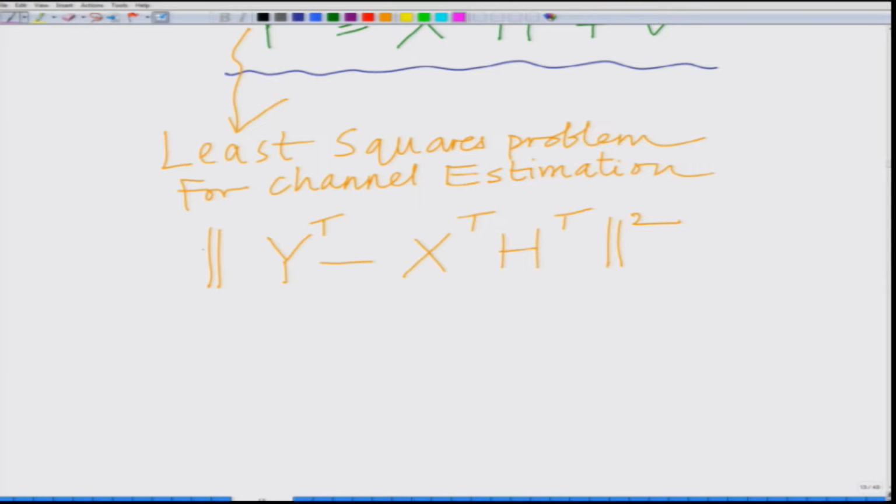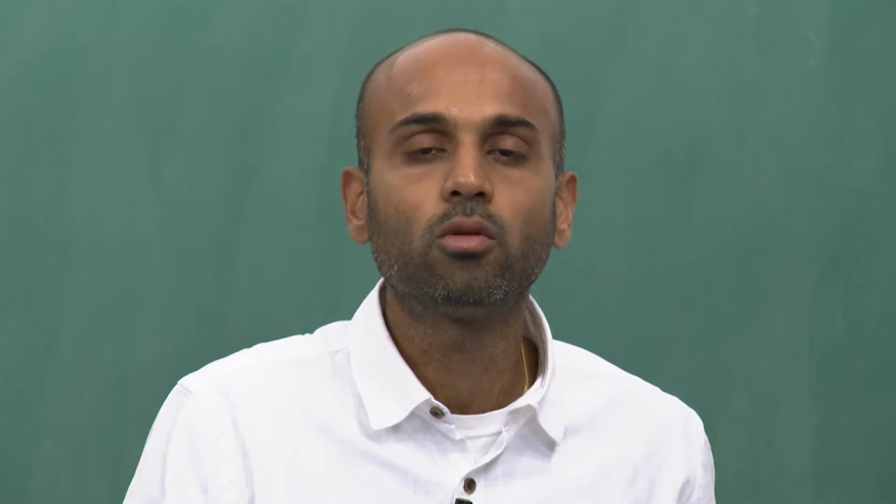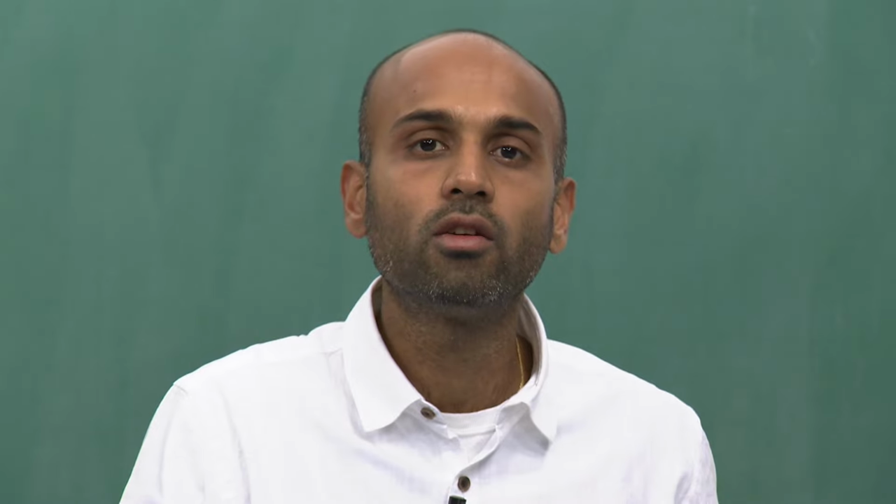This is the matrix Frobenius norm of the matrix, because now we are dealing with matrices, we have to consider the Frobenius norm of the matrix, but do not worry too much about this. Basically, this can be formulated as a least squares problem, and the corresponding solution can now be given as the pseudo inverse of x transpose times y.